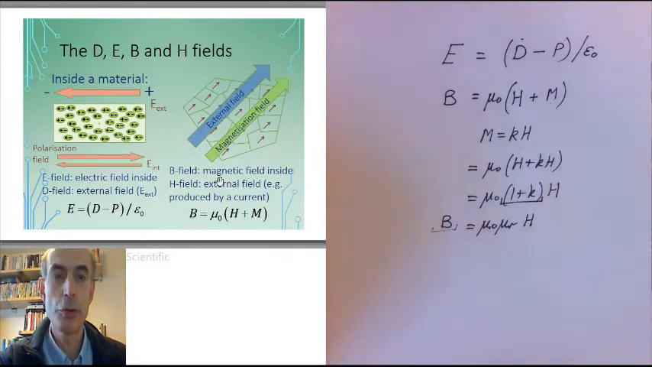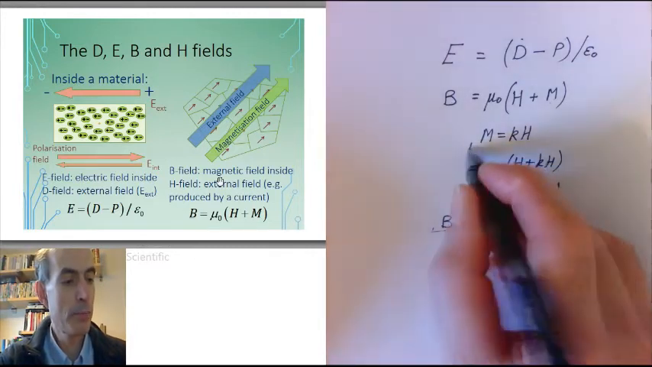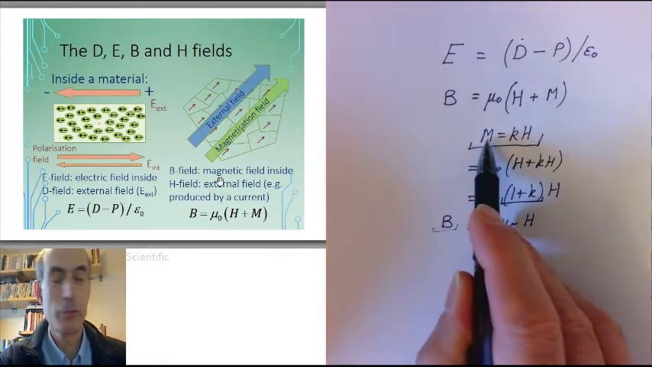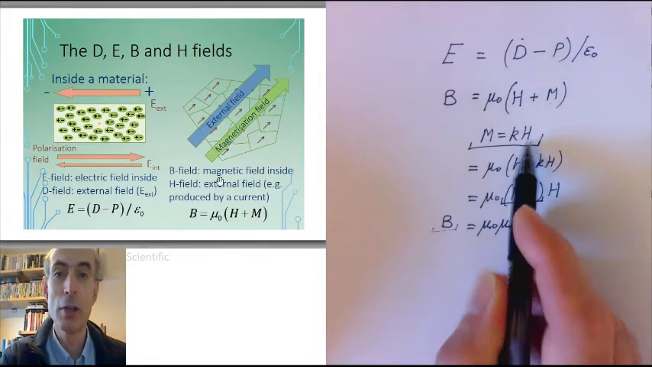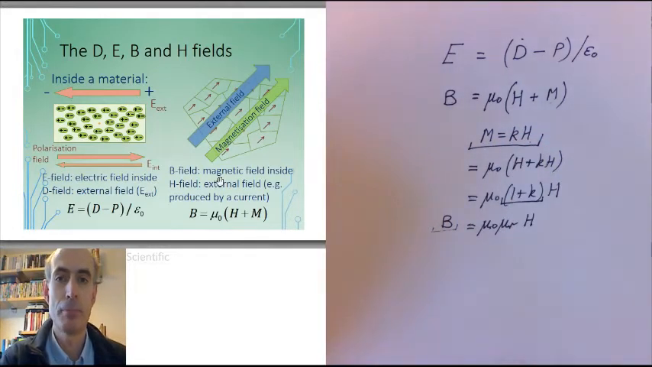Now, I should warn you that this assumption here, that the magnetization field is proportional to the H field, is not a terribly good assumption. Most real materials don't have a magnetization field which is exactly proportional to the externally applied magnetic field. However, I will leave the details and the consequences of that until a later talk.